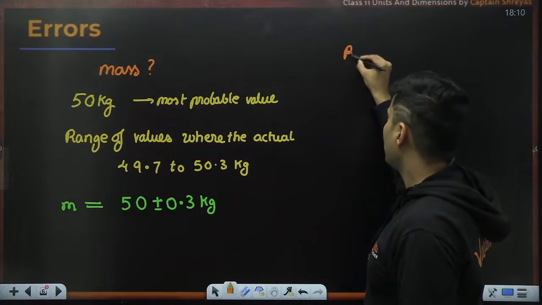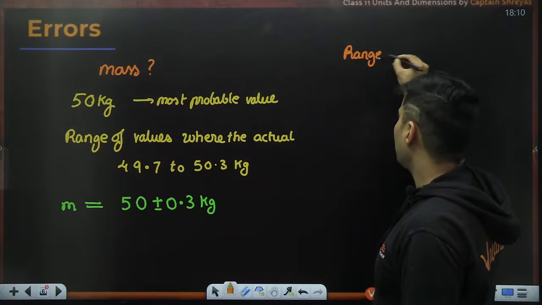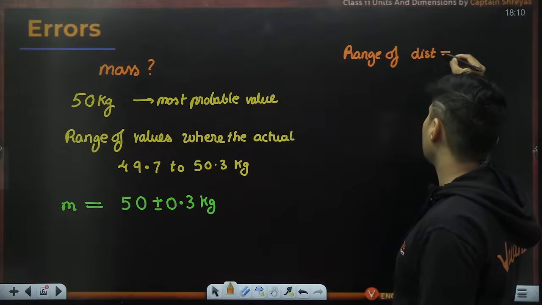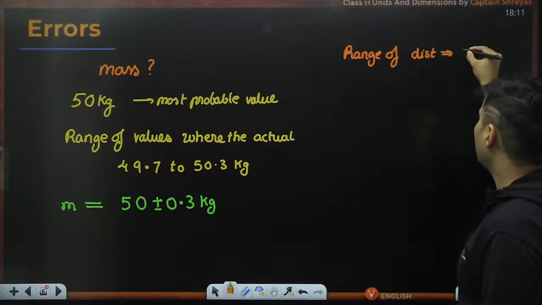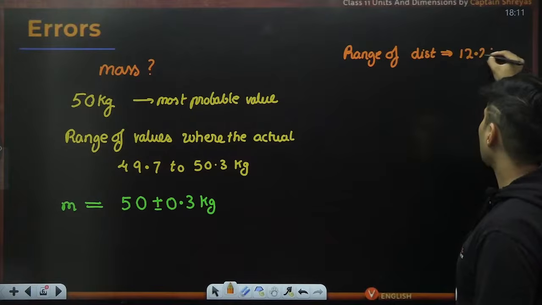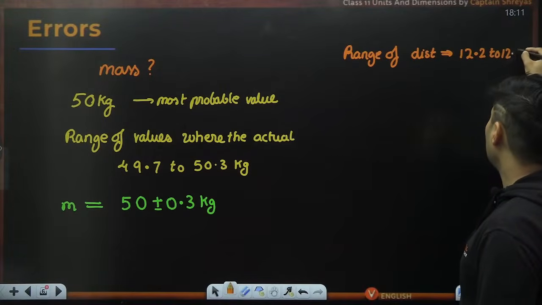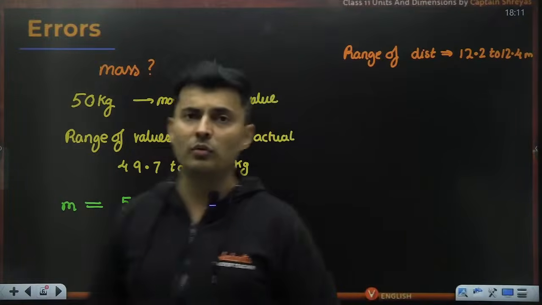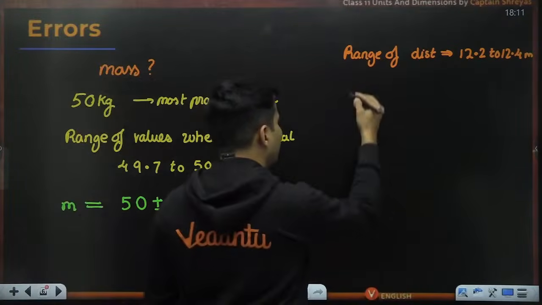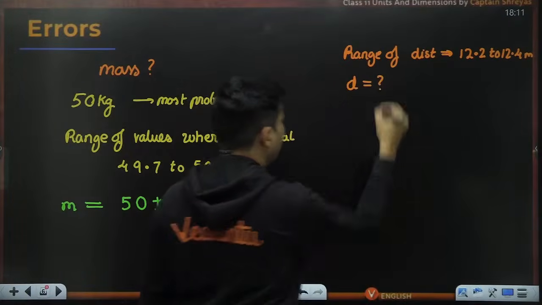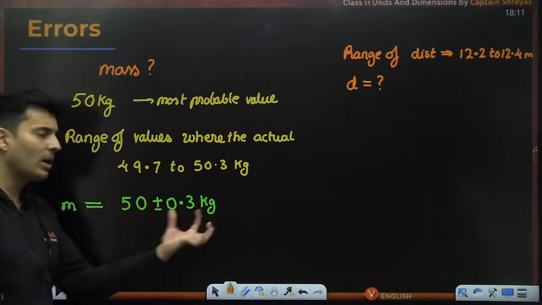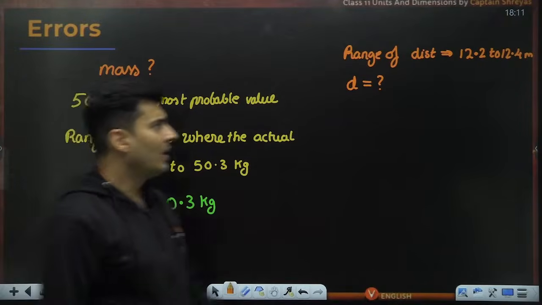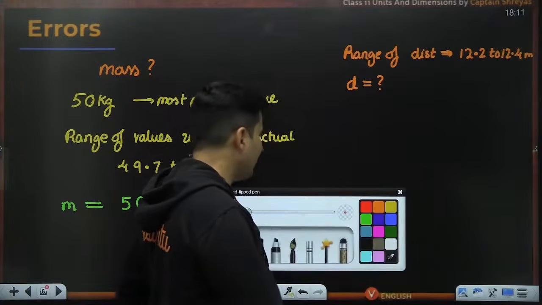If I tell you the range of my measurement, let's say the range of some value, like distance. The range of distance is somewhere between 12.2 to 12.4 meters. So what is the correct mathematical or physical way of writing it? Like 50 plus minus 0.3, I can see 12.2 and 12.4 is the range.